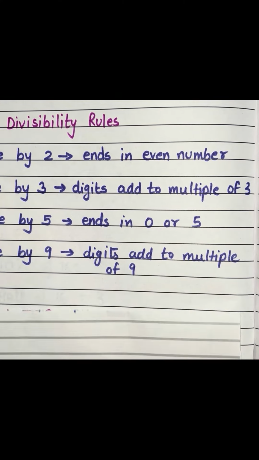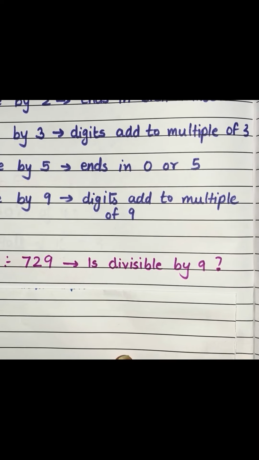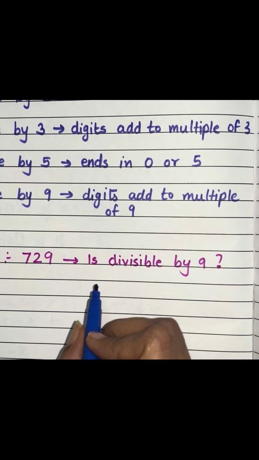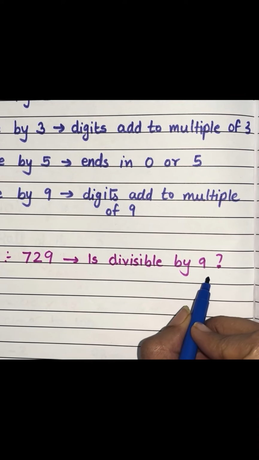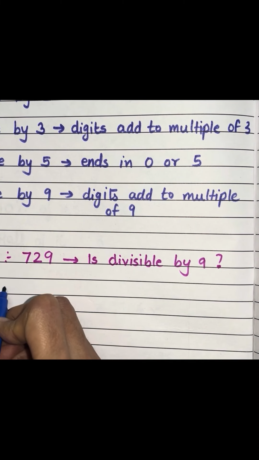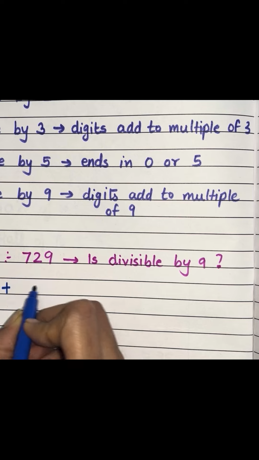Now let's have a look at one example, which is 729. We have to check whether 729 is divisible by 9 or not. So for this, what we are going to do is just add the digits in the number.